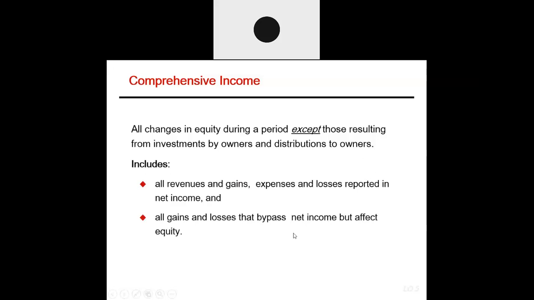Okay, the revenue, gain, expenses, and losses in net income, as you know, are the sales revenue, or if you have any other operating income, and then you minus all the operating expenses, and you get the net income. And then the gains and losses that bypass the net income are the gains and losses that you cannot include to calculate the net income. These gains and losses can affect the equity, such as the revaluation surplus, or if you have any gain or losses from the foreign currency translation.